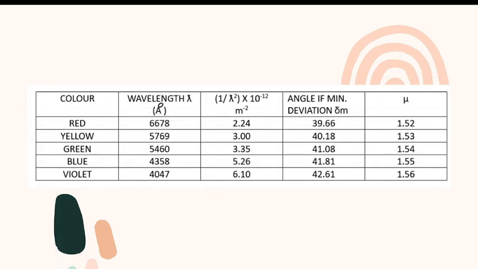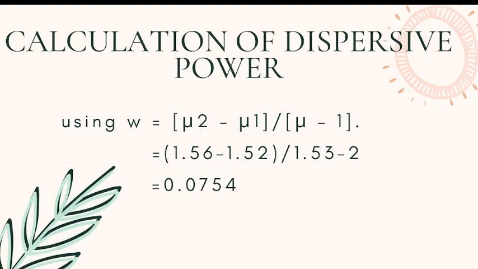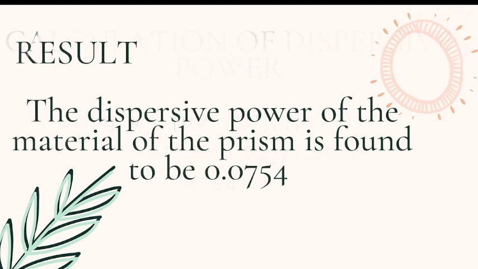In this table, we can see the values of mu that we have calculated for different colors using the formula sin((A plus delta) by 2) divided by sin(A by 2). Now you can see the calculation of dispersive power, using omega equals (mu2 minus mu1) divided by (mu minus 1), where mu2 is the refractive index of violet color, mu1 is the refractive index of red color, and mu is the refractive index of yellow color. So finally we acquired the result: the dispersive power of the material of the prism is found to be 0.075.